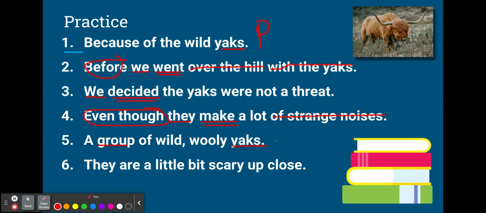And number 6, they are a little bit scary up close. We've got a subject, we've got a verb, so it must be a clause. And now we're thinking, okay, so is it independent or dependent? And that one seems to stand by itself. It doesn't have one of these subordinating conjunctions. And as a result, we're going to call that an independent clause. Great. All right, let's go ahead and go on to our next bit.